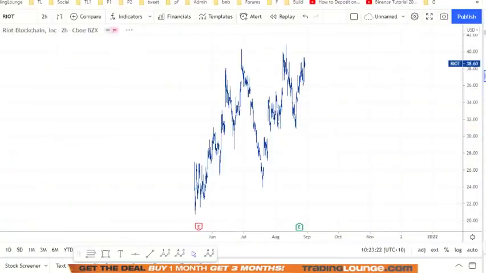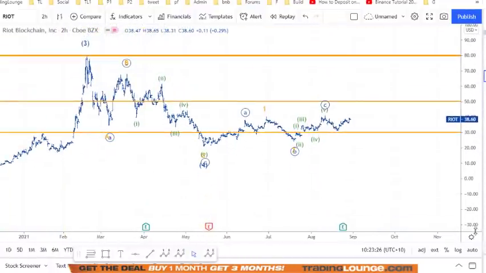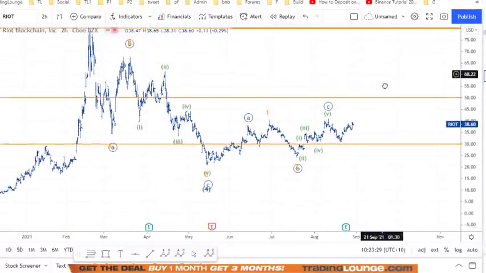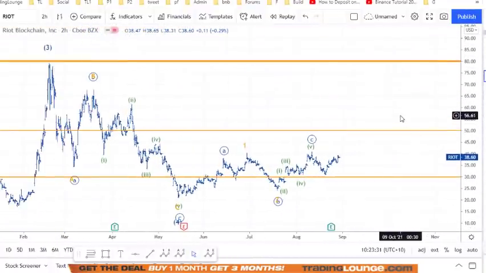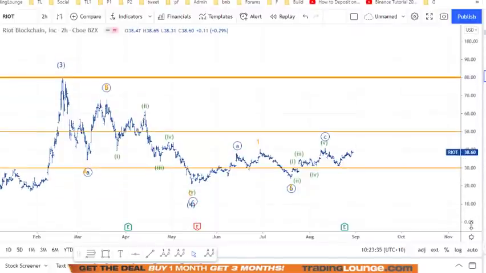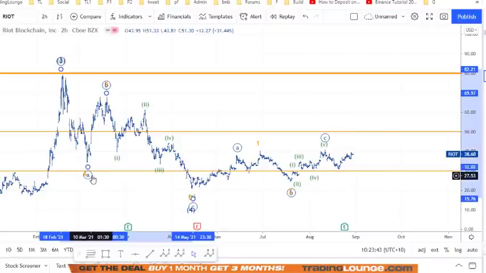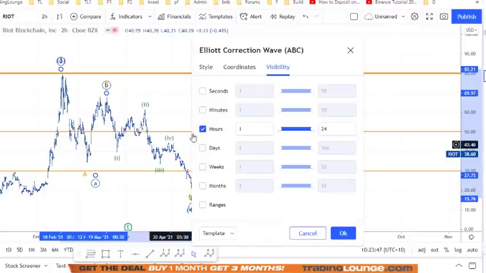Riot's the same as well, but Riot's got a slightly better count here, because with Riot, this is wave 3 up there. Just trying to get these squashed up. We've had wave 3 here with an A wave, a B wave, and C wave down here. I'm not sure what those guys are doing there. Maybe I'll just put them on minutes or something.